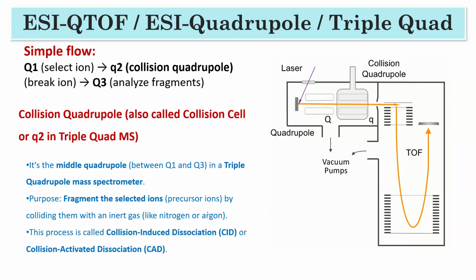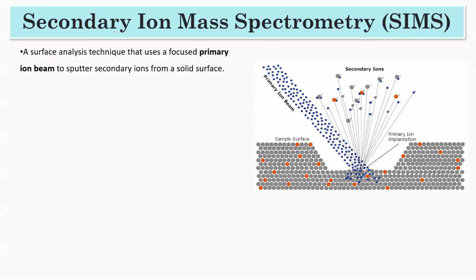I already told this, so let's move on. Next is secondary ion mass spectrometry, also called SIMS. This is a surface analysis technique. In this case, we are using a focused ion beam. You see here, we have some primary ions hitting on a sample surface.